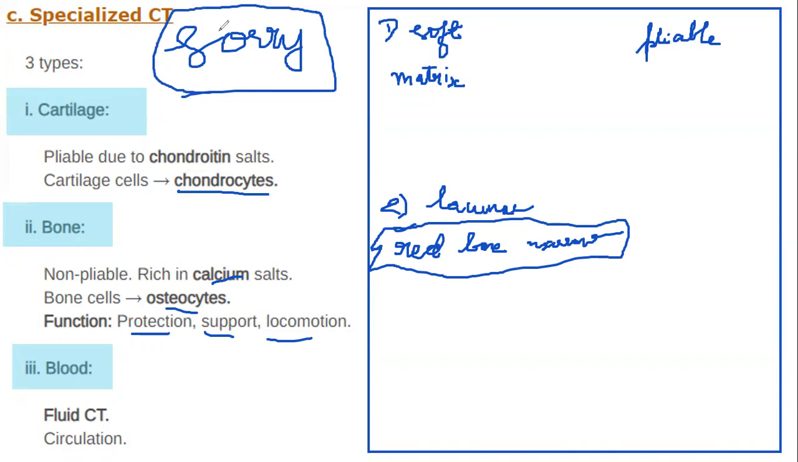The third one is the fluid connective tissue, that is blood, containing plasma, red blood cells, white blood cells, and platelets. It is the main circulating tissue that helps in transport of various substances like oxygen and carbon dioxide, and removal of excretory waste such as urea and ammonia. All these are carried by this fluid connective tissue, the blood. Clear with that? So that's all for specialized connective tissues, and connective tissue is over right now.